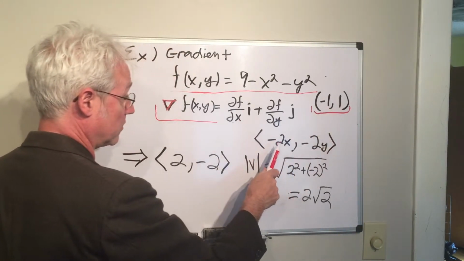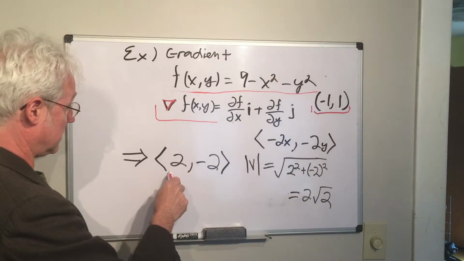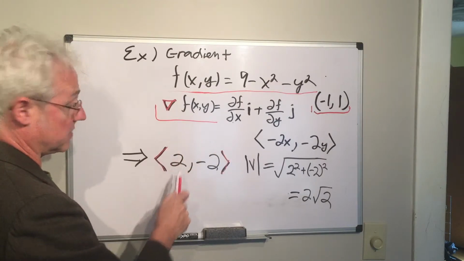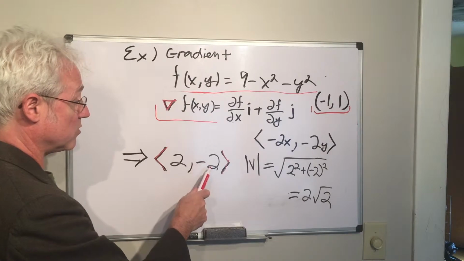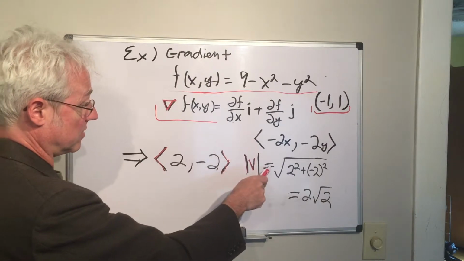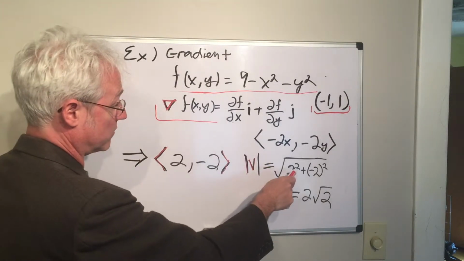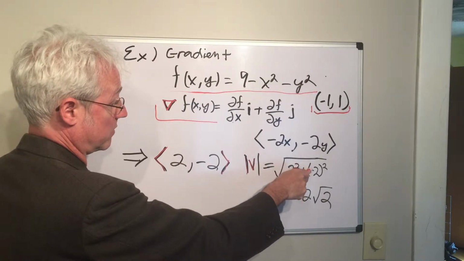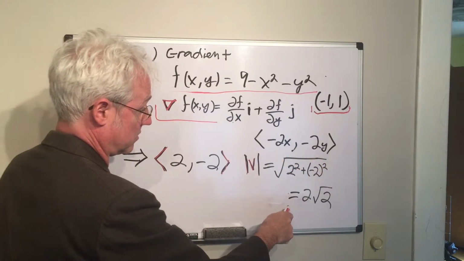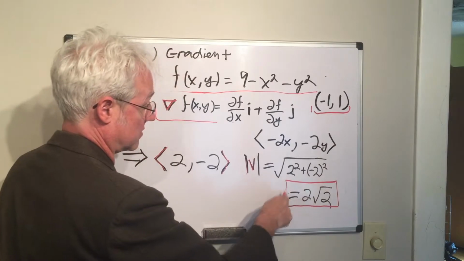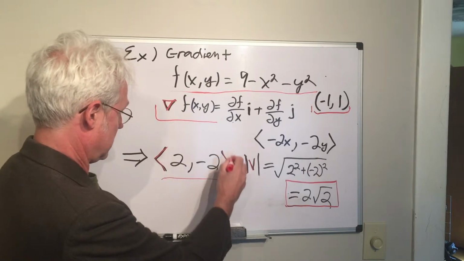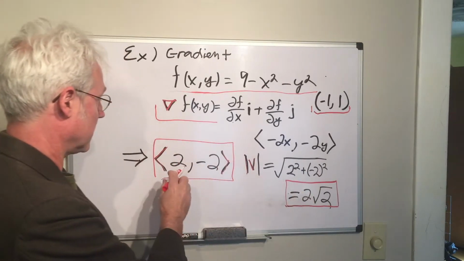At the point negative 1, 1, we plug those numbers in, and we get this, and this is a vector, and it is our gradient vector. It is 2, negative 2, and we can also calculate the magnitude of that vector using our magnitude formula, the square root of 2 squared plus negative 2 squared, which comes out to 2 times square root of 2. So this is our gradient vector, and this is the magnitude of our gradient vector.